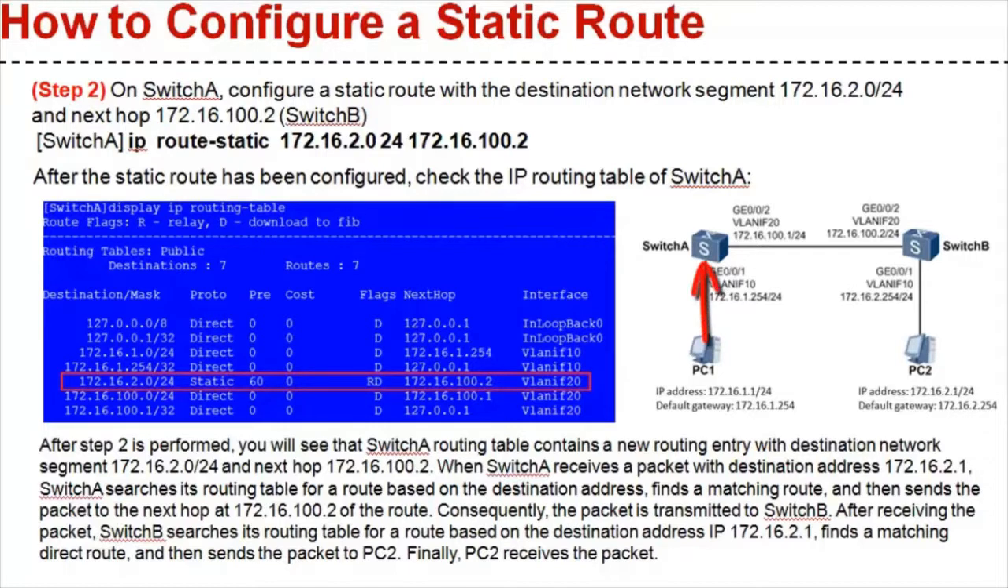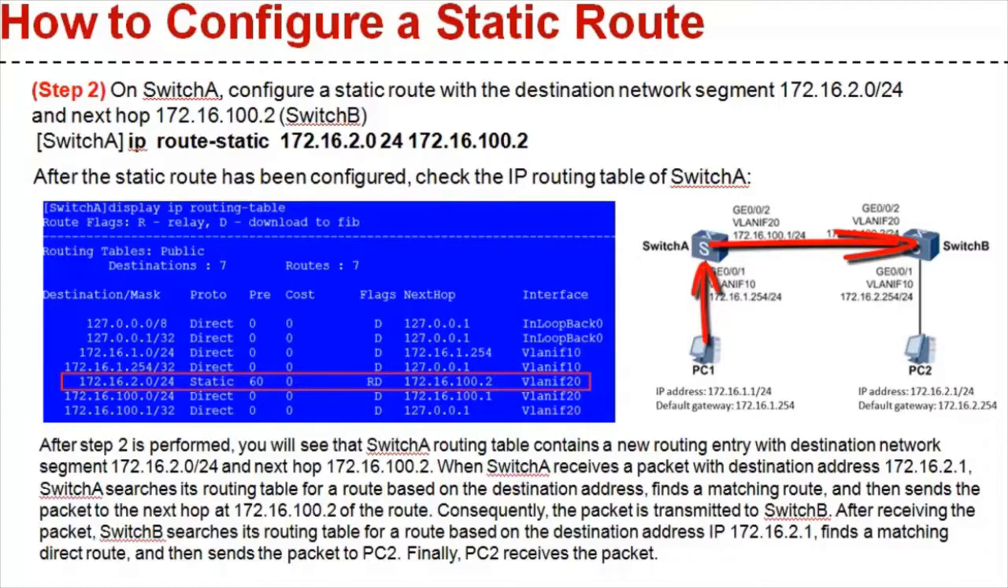When switch A receives a packet with destination address 172.16.2.1, switch A searches its routing table for a route based on the destination address, finds a matching route, and then sends the packet to the next hop of the route, which is 172.16.100.2. Consequently, the packet is transmitted to switch B.